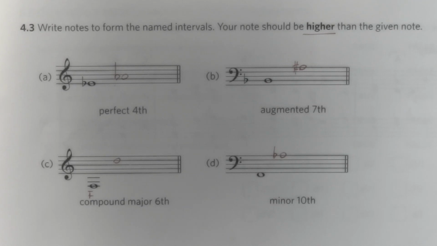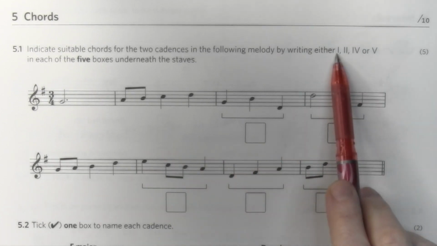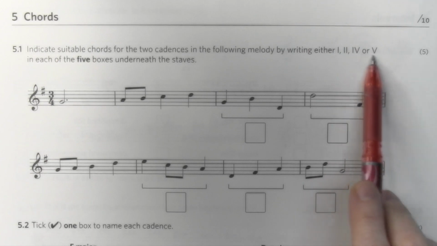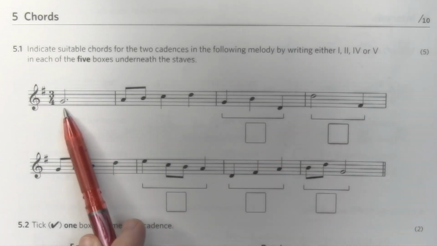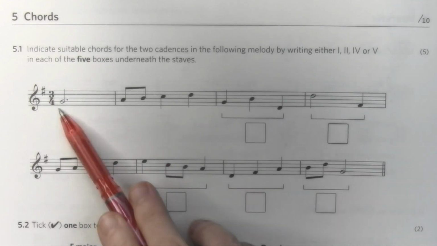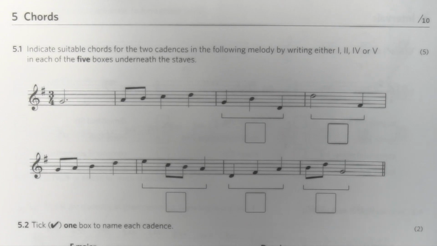Okay, easy? Right, chords. We need to indicate which chord, 1, 2, 4 or 5, these notes make in a melody in G major. We start on G and we end on G, and this is a G major chord. We can see it. So let's have a look.